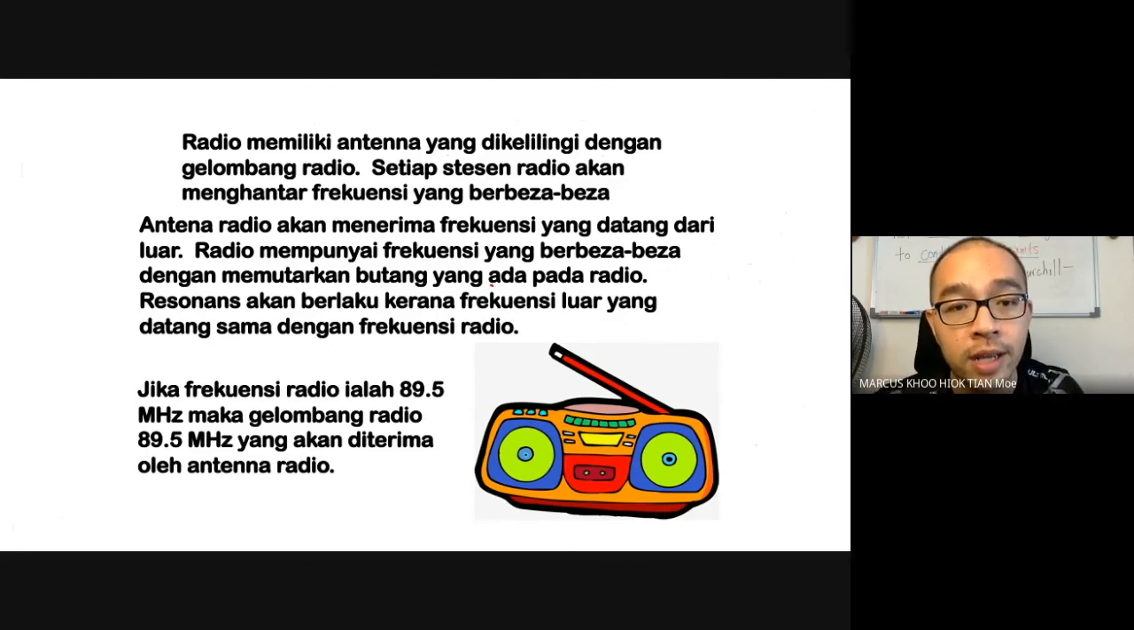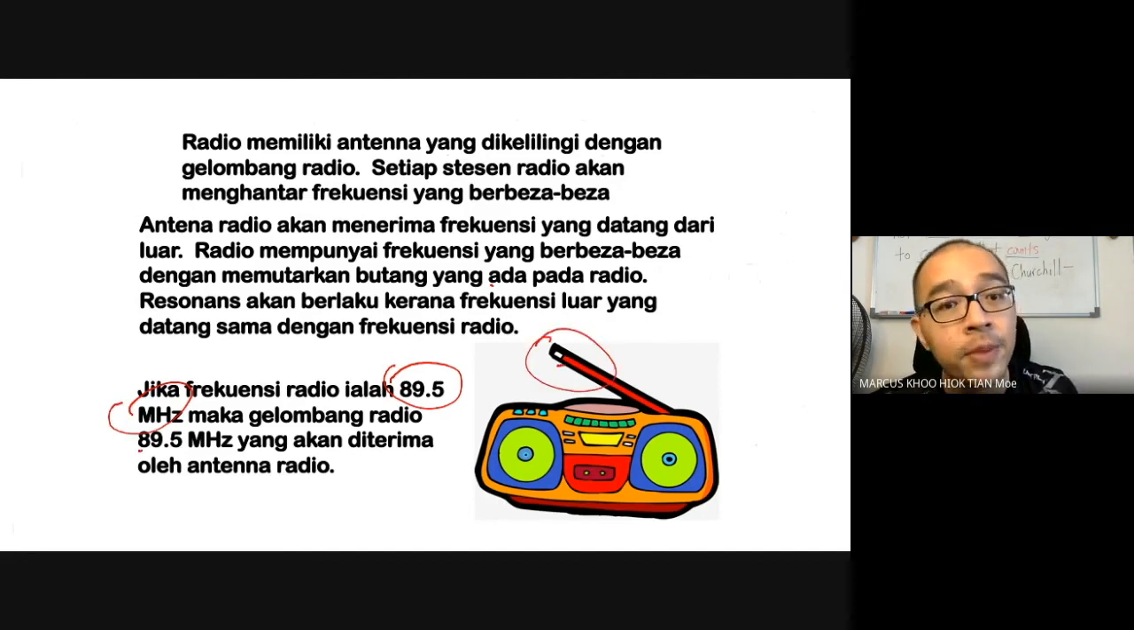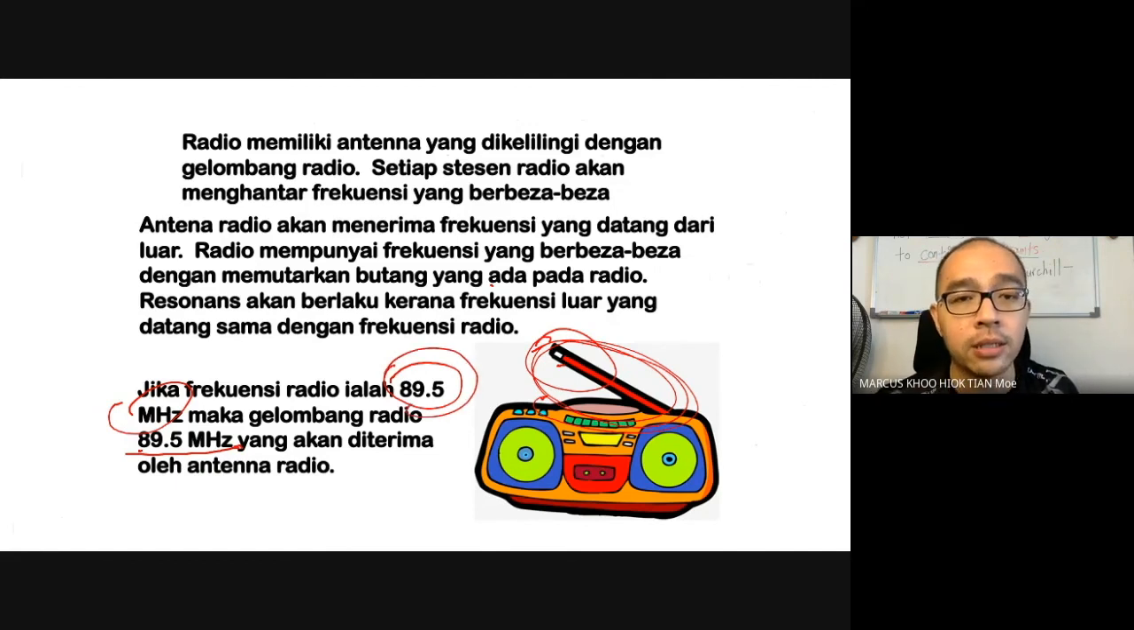So for example, if the radio station is 89.5 megahertz, your radio waves that are being received by this antenna are also 89.5 megahertz. You're actually forcing this antenna to vibrate. So resonance happens when the outside frequency is the same as the frequency of the radio.